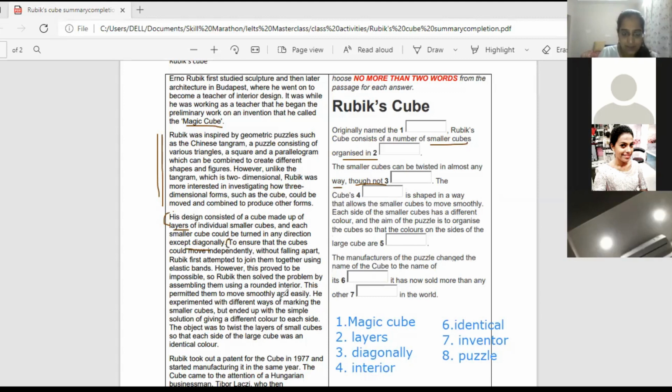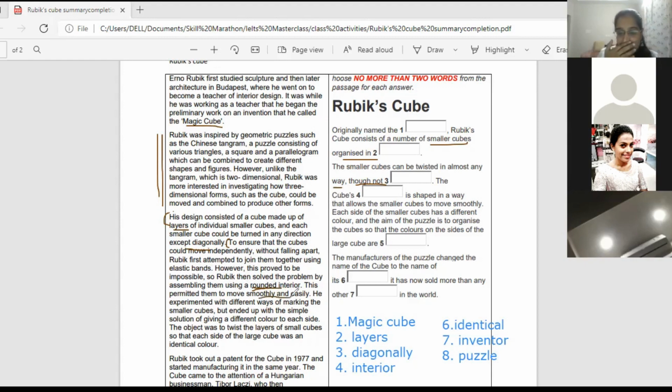No, sorry. Yeah. It says, however, this is proved. Sorry. Yeah. The cube's interior is shaped in a way that allows the smaller cubes to move smoothly, right? So it says here, however, this proved to be impossible. So Rubik then solved the problem by assembling them using a rounded interior. This permitted them to move smoothly and easily.